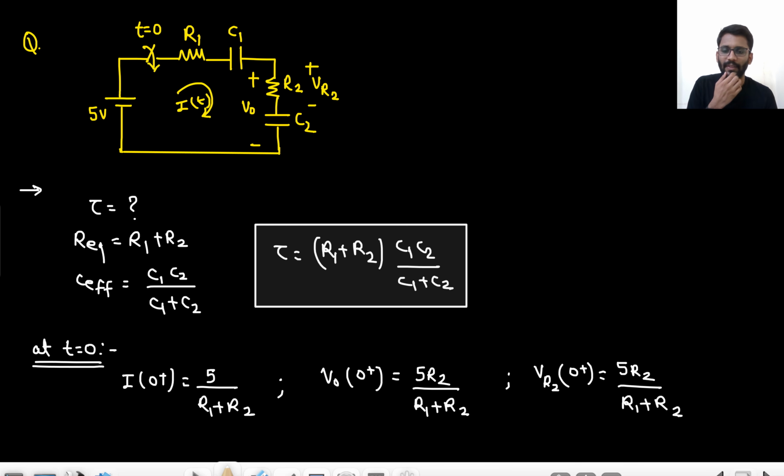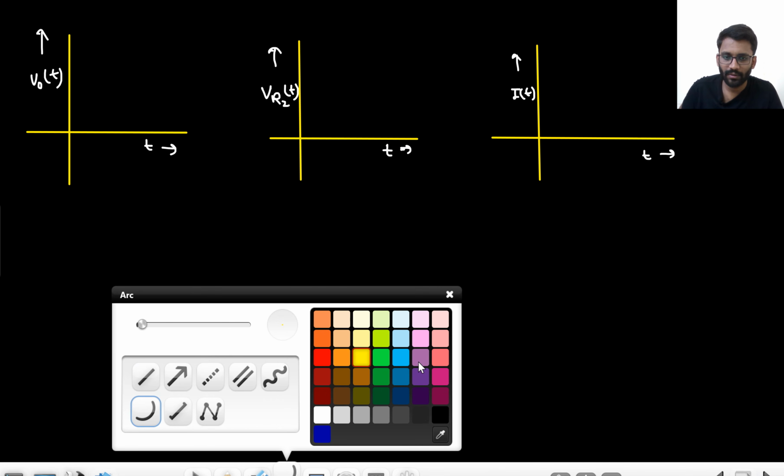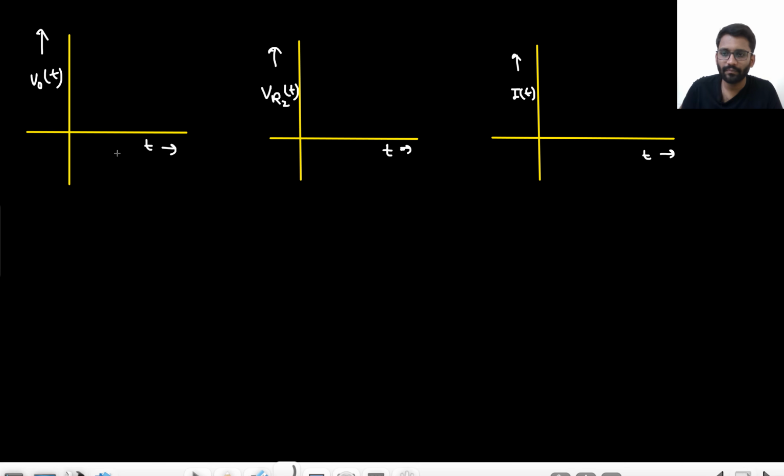Right? So first we will comment on i t. Okay, wait. We are talking about i t now. So first it has some value, that is 5 upon R1 plus R2, then goes down to 0.